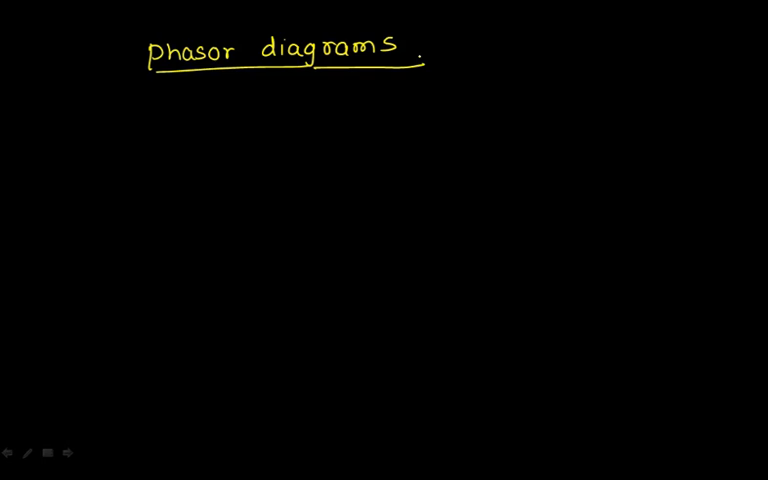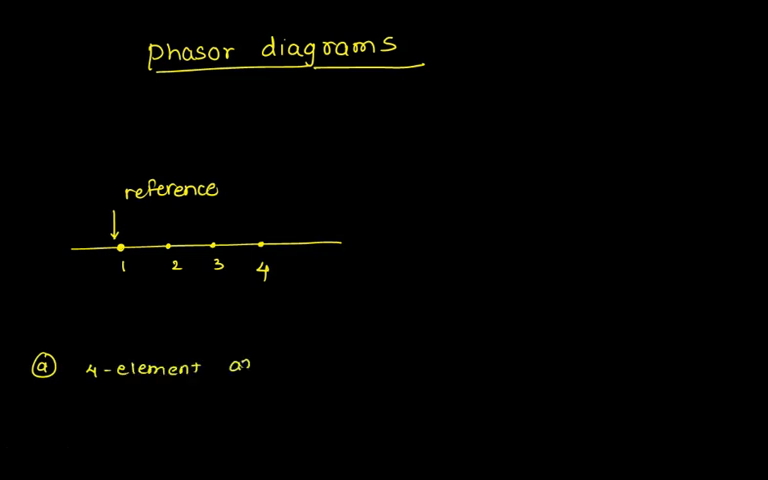Now here we are going to talk about the 4 element array, and you are using one of the sources as a reference. So this is my source 1, source 2, source 3, source 4. If I'm putting this one as a reference, I'll just name it: this is a 4 element array with element 1 as a reference. So I can say 4 element array and my source 1 is the reference.